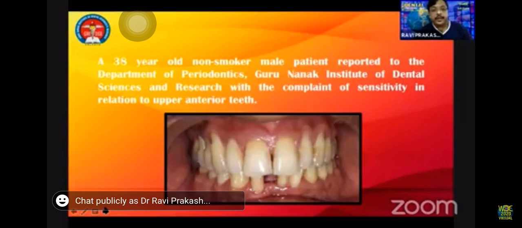Next, coming to the case report. A 38-year-old non-smoker male patient reported to the Department of Periodontics, Guru Nanak Institute of Dental Sciences and Research, with the complaint of sensitivity in relation to the upper anterior teeth.